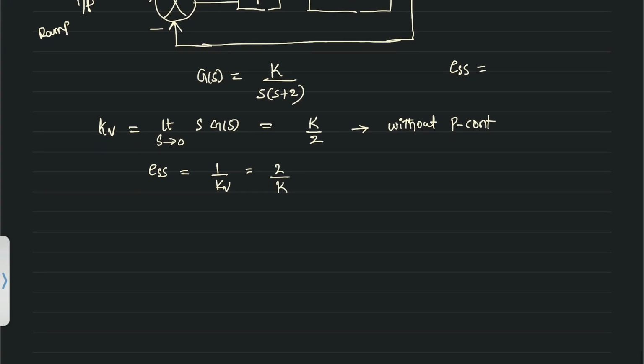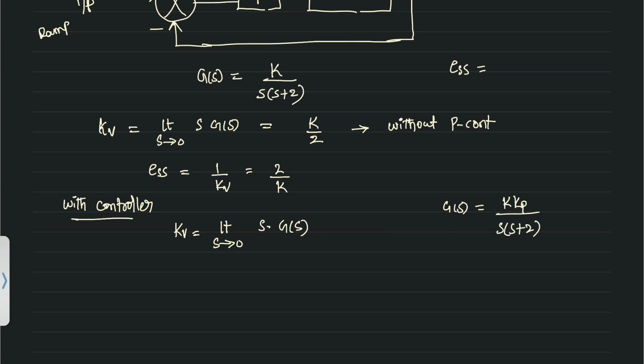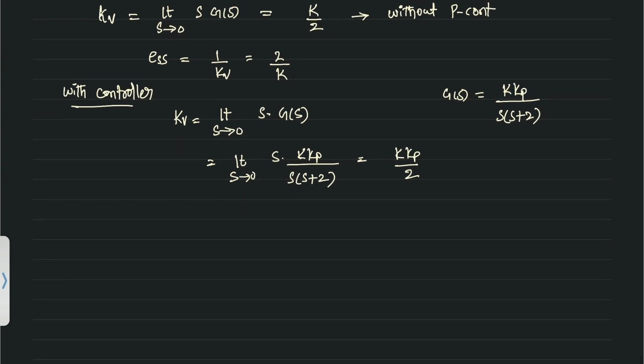Now I add the controller. With the controller, what is the velocity error constant? Limit s tends to 0, s into G of s. Now G of s becomes K Kp by s into s plus 2. So limit s tends to 0, s into K Kp by s into s plus 2, so it will be K Kp by 2. So the steady state error equals 2 by K Kp.